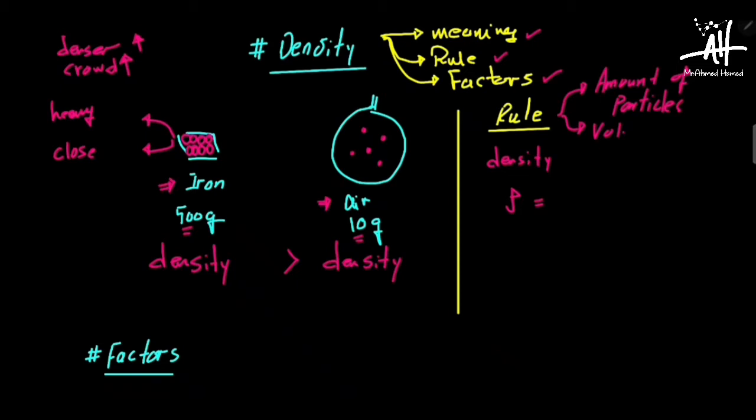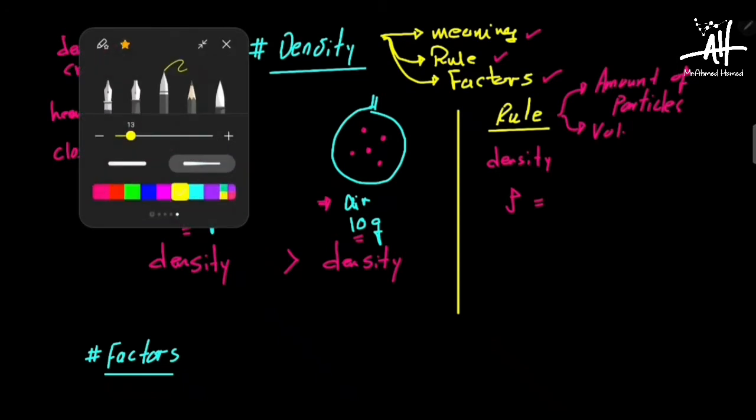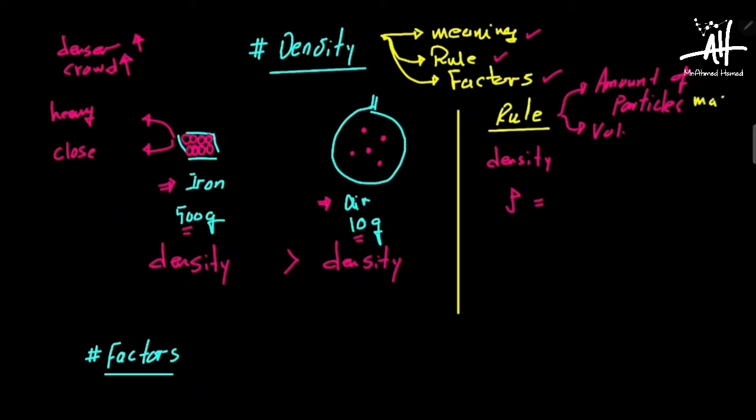From our previous study, we know that the amount of particles of matter inside the object is called the mass. So if the amount of particles increased, meaning the mass of the object increased, that will give us a higher density. So the first thing that we need to know to calculate the density is the mass of the object. But to know if the density is high or not, we need to know the volume that these particles occupy. So we need to know the volume also.